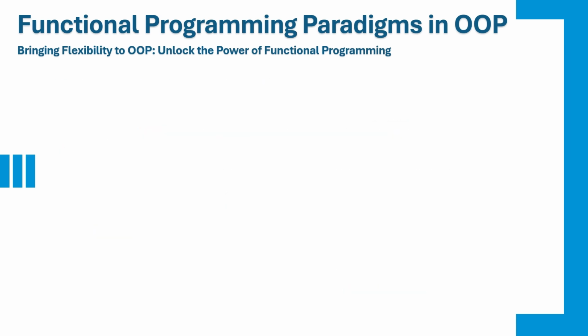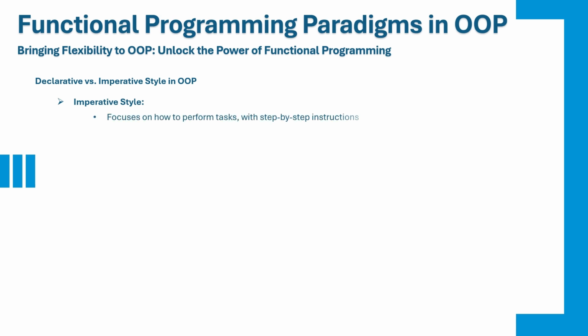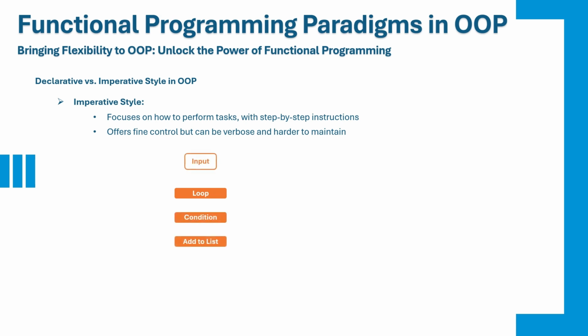Now we've explored functional programming concepts, let's dive into an important distinction: declarative versus imperative programming. These are two different ways of thinking about how we write code, and you'll find elements of both in modern object-oriented programming. In the imperative style, you're telling the program how to do something, step by step. It's like giving detailed driving directions. You specify every turn, every signal, and every street to follow.